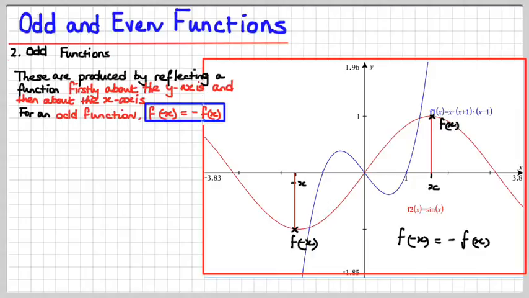Okay, I'll show you what I mean. Look, this is, what is it? x times bracket x plus 1 times bracket x minus 1, and you can see that the left-hand side, if we consider the left of the y-axis, is sort of like an upsy-downsy mirror image, if you like, of the right-hand side.